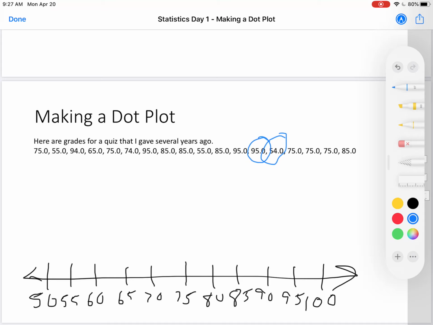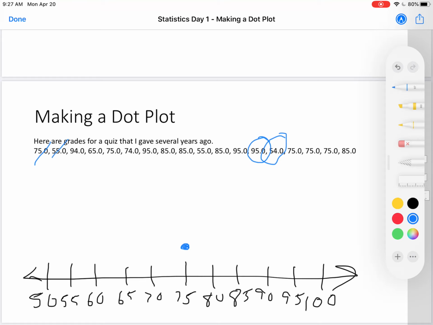I'm going to look at each of these points and I'm going to put a dot for each of them. The first number is 75. Cross it off because I'm doing it. Now I don't put it on the number line, I put it above the number line and I just draw a little dot right there above the 75. That takes care of 75.